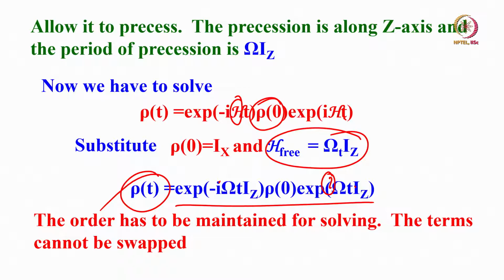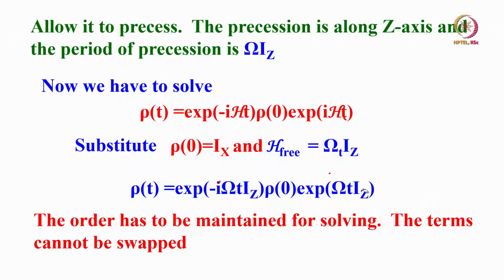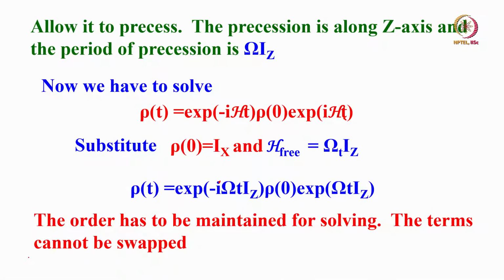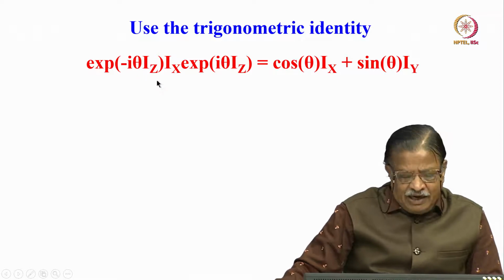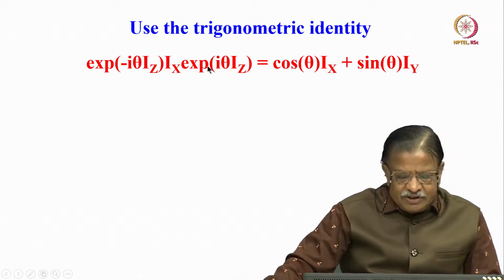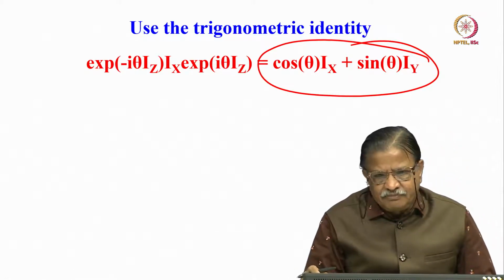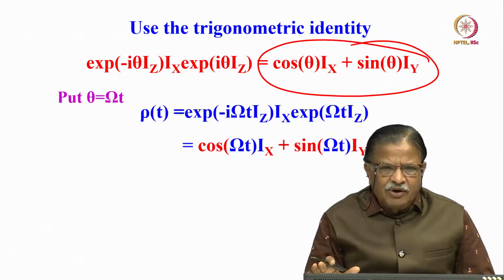And how do you solve such types of equations? The good part of it is that many stalwart researchers, stalwarts of NMR and others, have already worked this out. And of course, the solution for such types of equations is known right from the beginning. We don't have to worry. We have to simply use the trigonometric identity. What is the trigonometric identity for such a thing? e to the power of minus I theta Iz into Ix, times exponential I theta Iz. If I use this trigonometry, this can be broken down into cos theta of Ix plus sin theta of Iy. This is a simple trigonometric identity. Okay, it is already known. You don't have to worry about it.